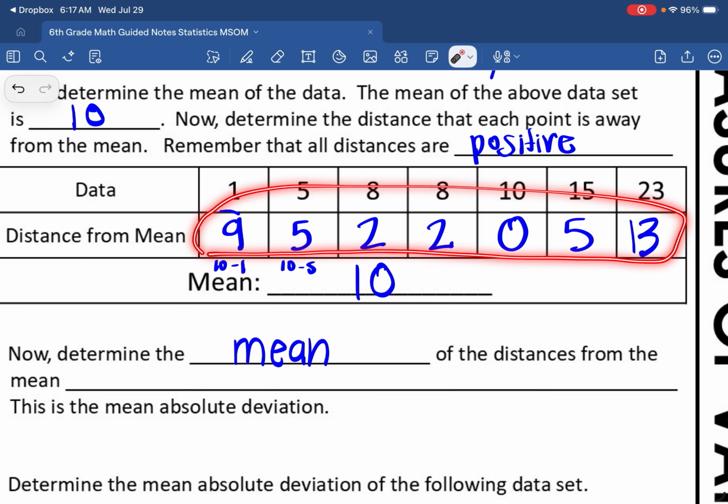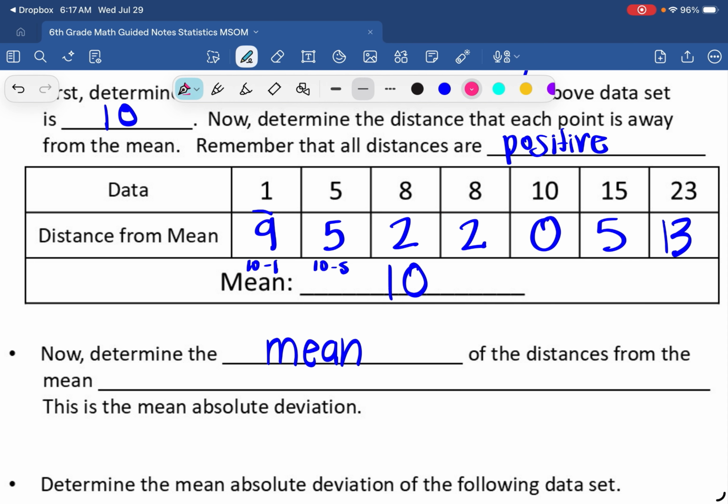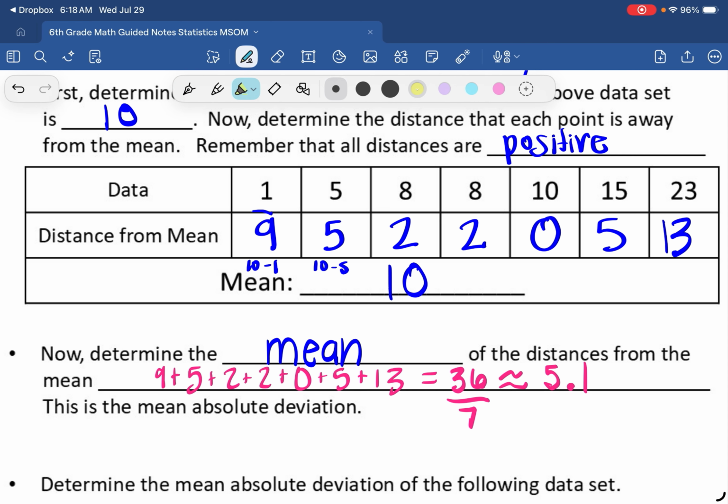Now to figure out the mean absolute deviation, we are going to calculate the mean of this data right there. So we are going to sum 9 plus 5 plus 2 plus 2 plus 0 plus 5 plus 13. If I sum those all together, that gives me 36, and then I need to divide by the number of data points, which is 7. If I take 36 and divide it by 7, I'm going to round that to the nearest tenth, and that gives me 5.1. The mean absolute deviation of this data is about 5.1.